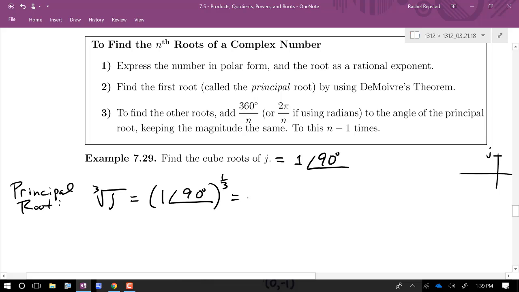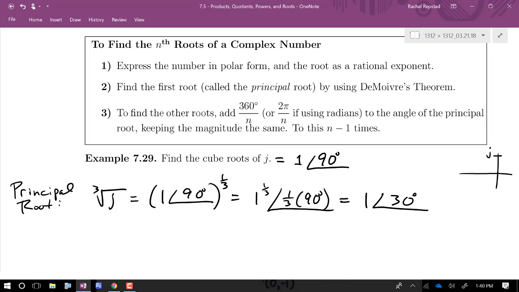De Moivre tells us that this is 1 to the 1/3 at an angle of 1/3 times 90 degrees, or 1 at an angle of 30 degrees. We didn't have to work very hard to get the polar form of j because it was just straight up, the angle is pretty easy. But usually this process of finding the polar form of the number and then getting that principal root, that's usually where you do the bulk of your work.